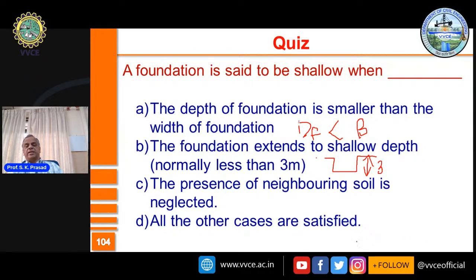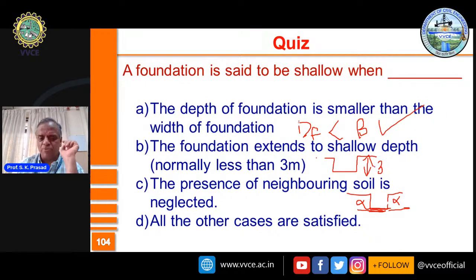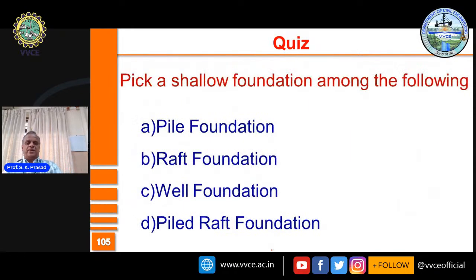Number three, the presence of neighboring soil is neglected, when in a foundation only the load is considered to be shared at the base. The neighboring soil is considered to be absent. So naturally, this is one condition: the depth should be shallow. This is the other condition: neighboring soil does not take part. This is the third condition. Since all these three are satisfied, the answer is D. So this is how you can answer, friends.